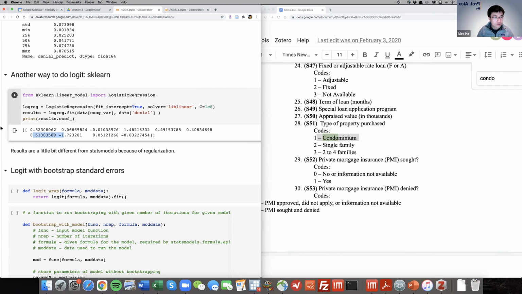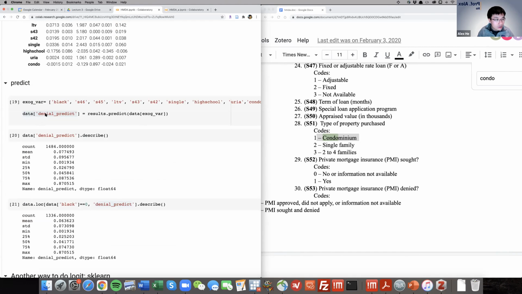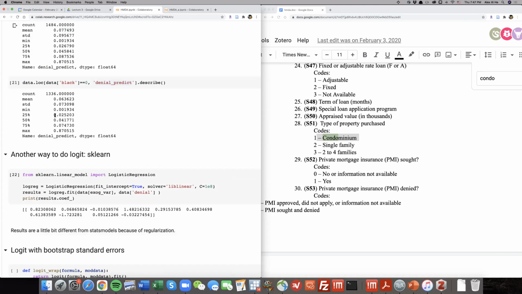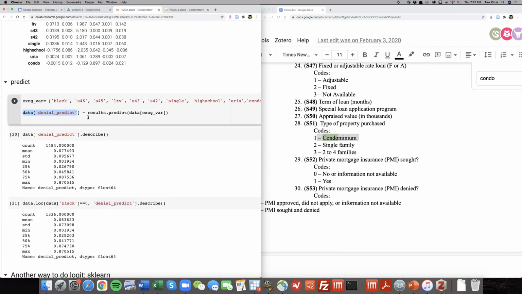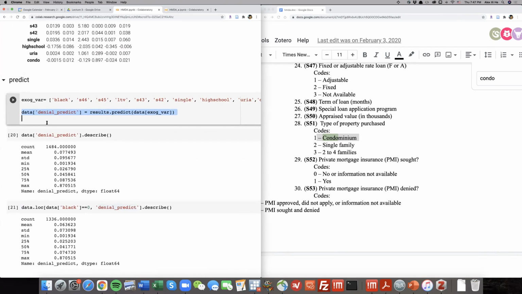Okay, let's go back here. The line where you do the prediction is here, right? This line. And the input is the exogenous variables. So you create another chunk of variables in order to test the model, right? The model is based on our original data.